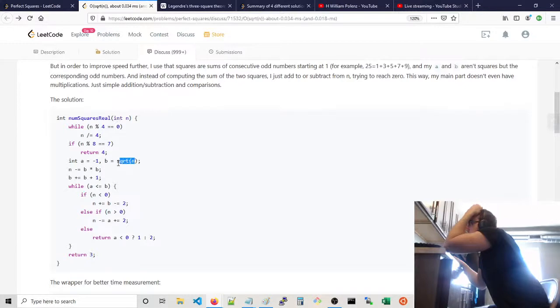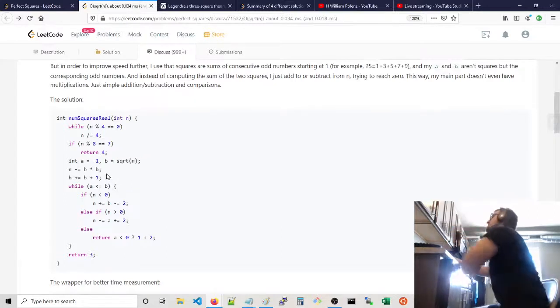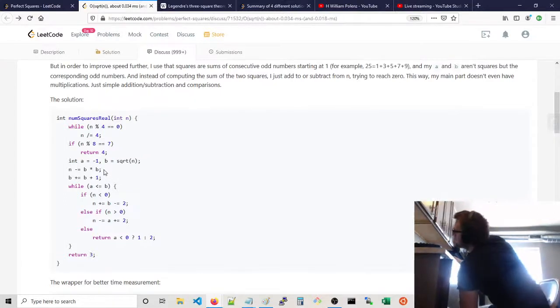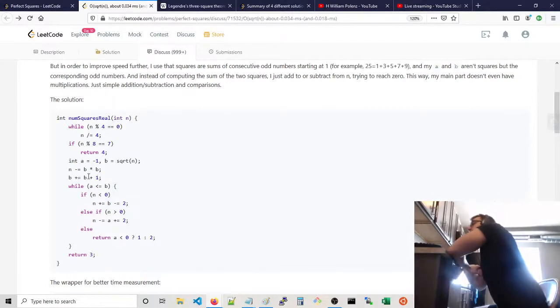Not only are you not using n because it's the 4, the 4 is removed, but you're also using square root of n, which is totally confusing to me. So you take this n here, and you subtract this times the... I don't know, man. This is confusing.